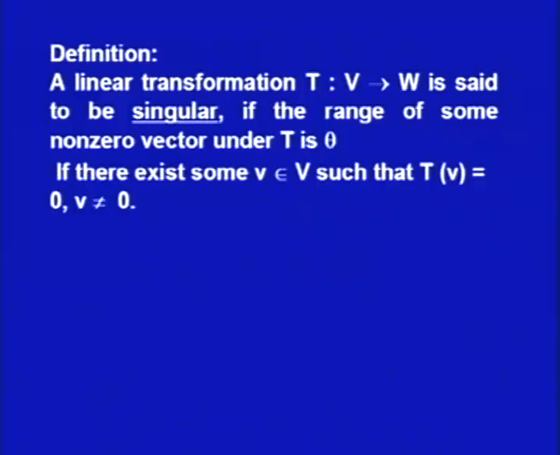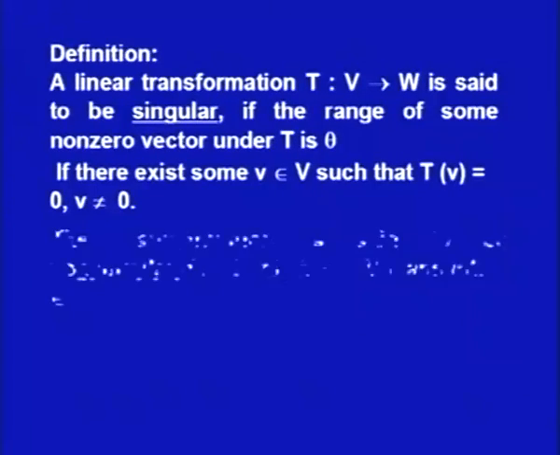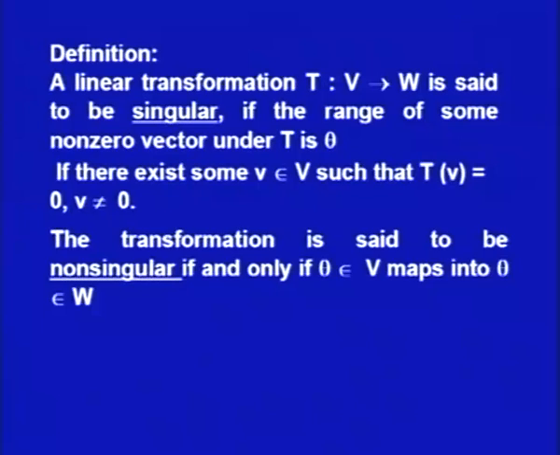That means there exists some vector v belonging to V such that T of v is equal to theta when v is not 0, and the transformation is said to be non-singular if and only if only theta belonging to V maps into theta belonging to W. That means kernel T is equal to theta.